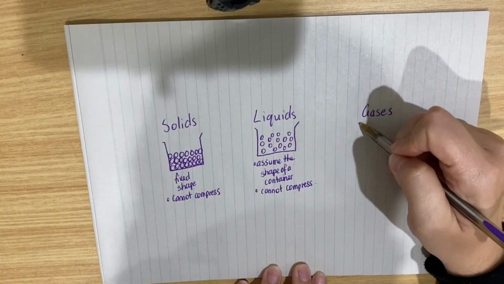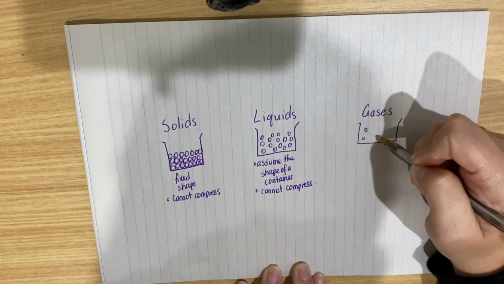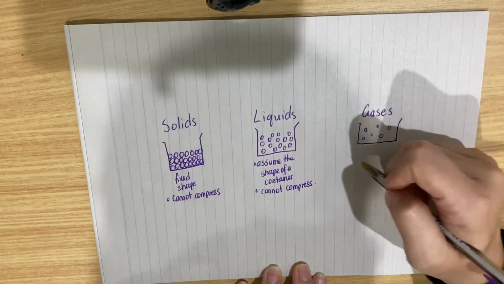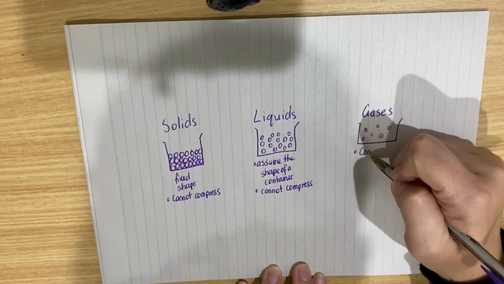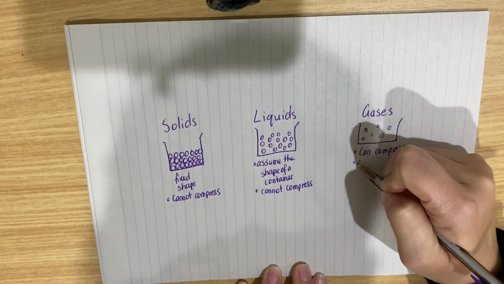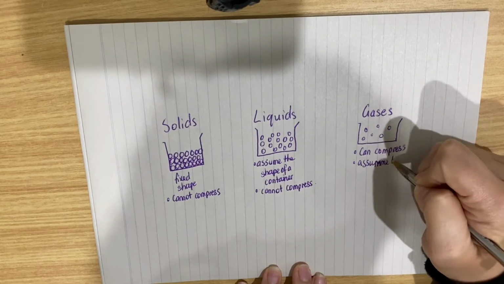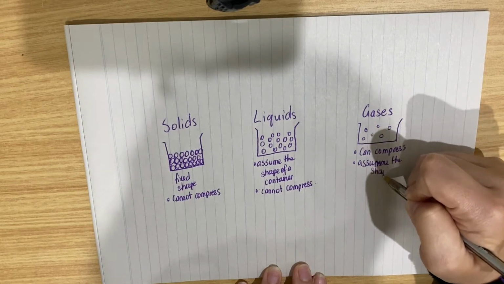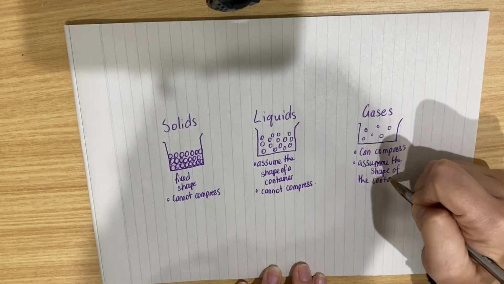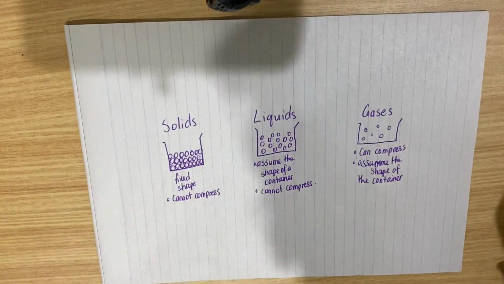Now gases are a bit different. Gases are widely apart, so we can compress gases, and they do assume the shape of the container. I'll get you to write this down in your book.